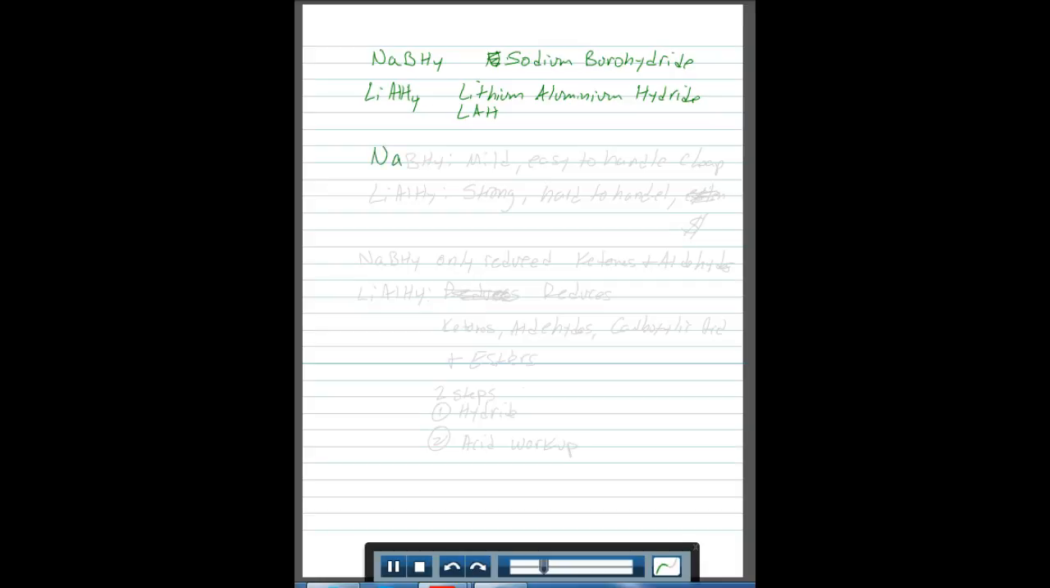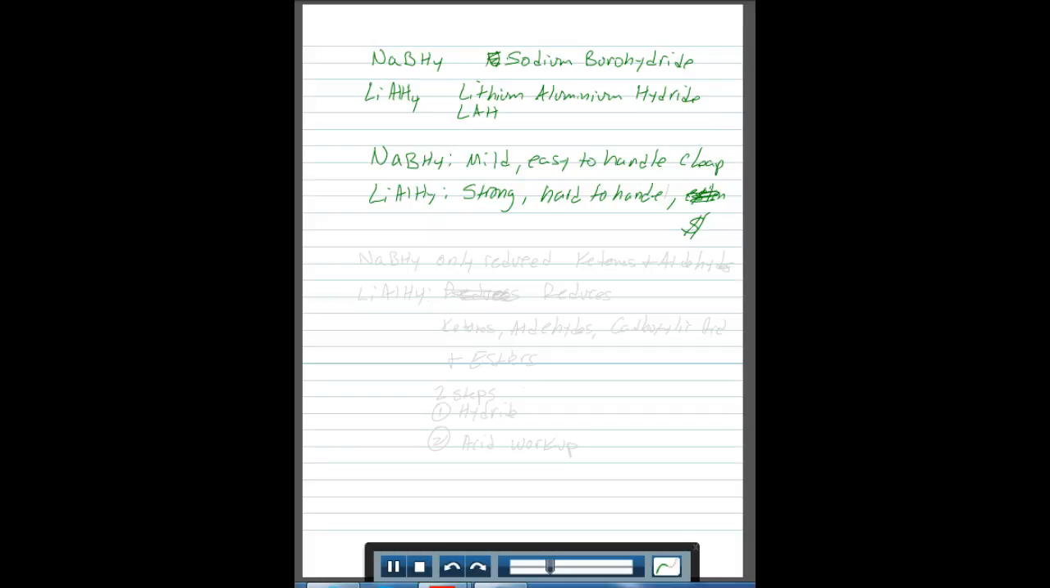Sodium borohydride is a mild reducing agent. It's mild, easy to handle, and cheap. LAH, or lithium aluminum hydride, is the exact opposite. It's a very strong hydriding agent. It's a little more challenging to handle, so hard to handle, and a little more expensive. It's also quite explosive.